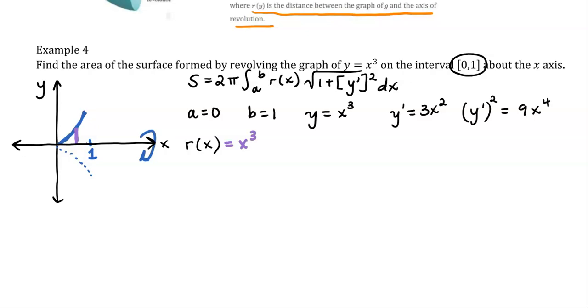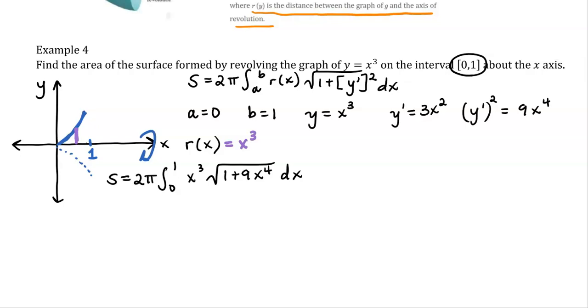So we are ending up with x cubed there. Now that we have everything that we need, let's go ahead and set up our integral. We will have S is equal to 2 pi, the integral from 0 to 1 of x cubed times the square root of 1 plus 9x to the fourth dx. I've plugged all of the pieces of information that we had into our formula. So now we need to integrate.